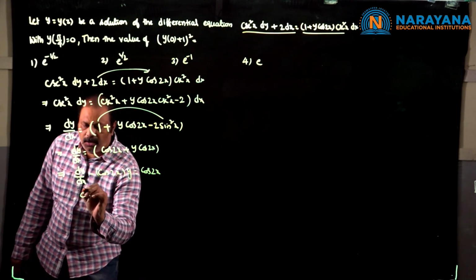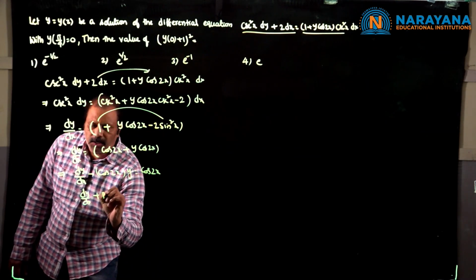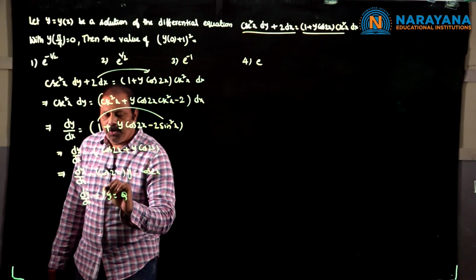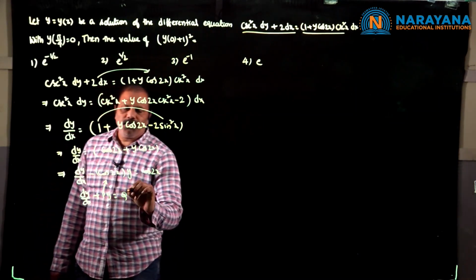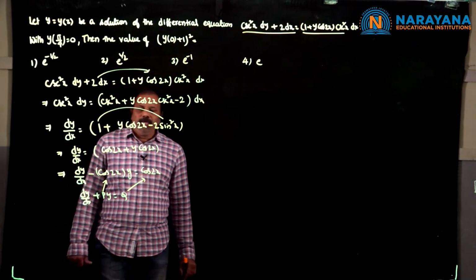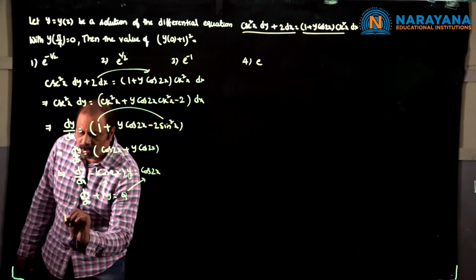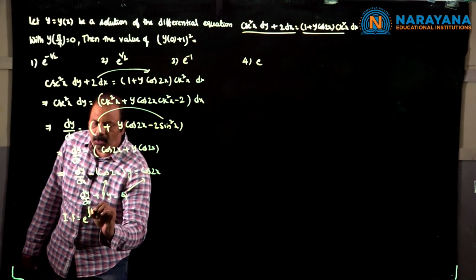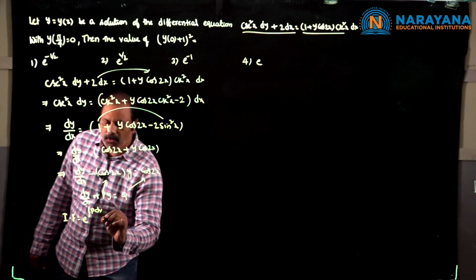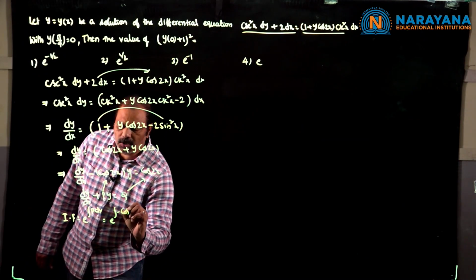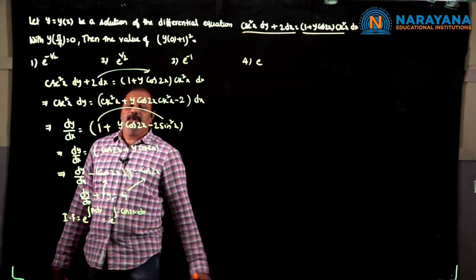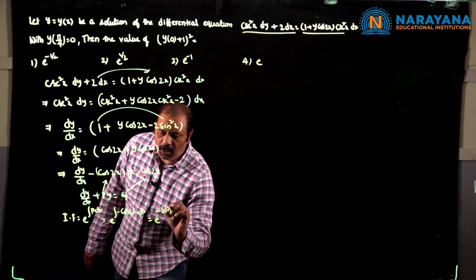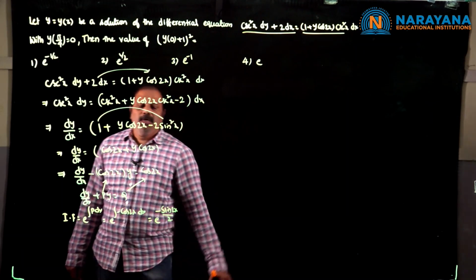It is looking like dy by dx plus py equals q, which is a linear differential equation. In place of p we have minus cos 2x, in place of q we have cos 2x. Now, the integrating factor is very important in this process. Integrating factor is equal to e power integration of p dx. This will be equal to e power integral of minus cos 2x dx. Integration of this is e power minus sin 2x by 2.